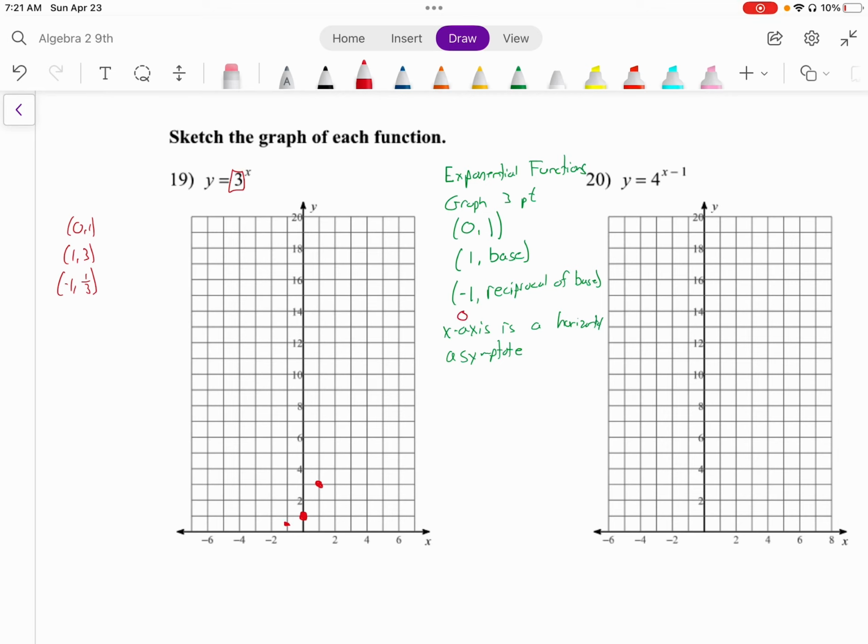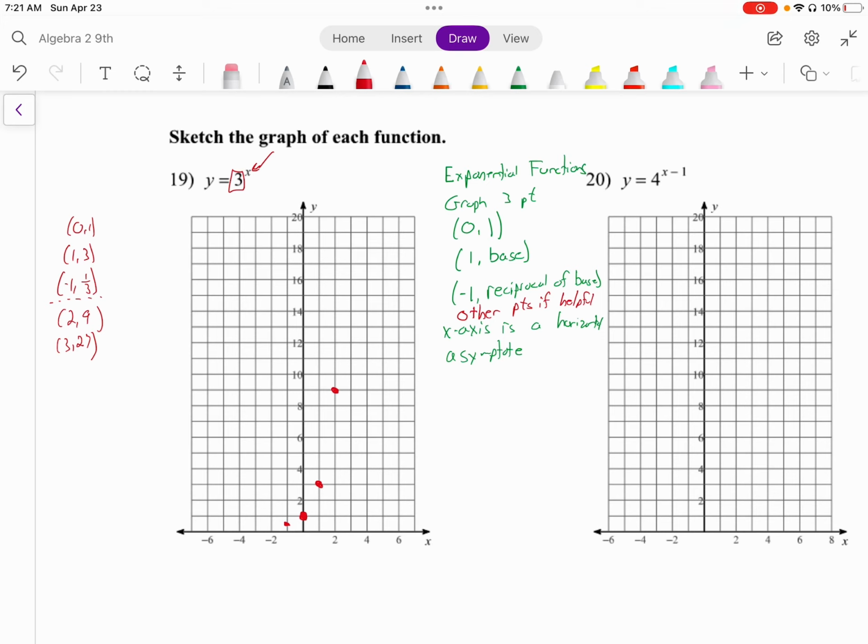And I'm going to squeeze this in our directions here: other points, if helpful. So we can put in a few other points if we want to. What happens if we put a 2 in there for x? Well, we get 3 squared, which is 9. If you put a 3 in there for x, you get 27, which is not on our graph. So not real helpful here for the 27.